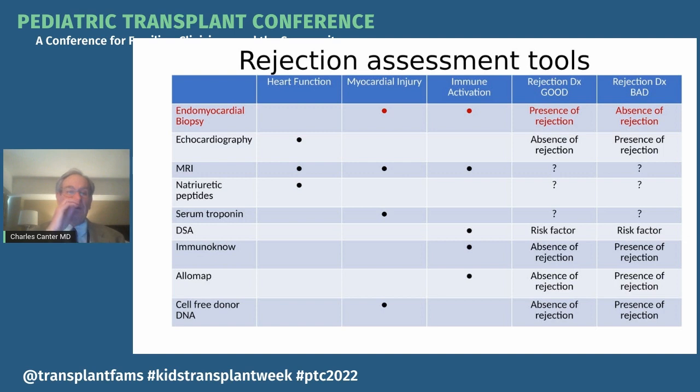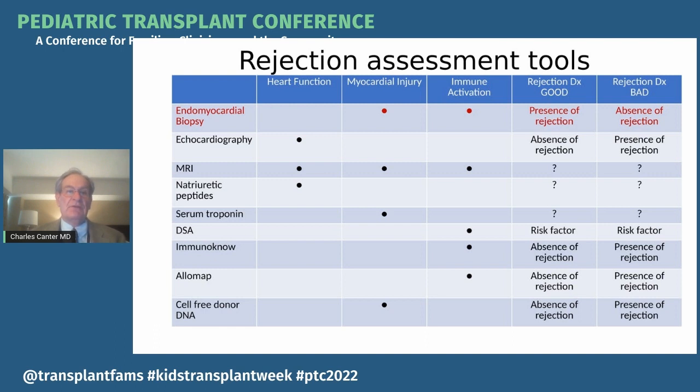Okay, so here are the assessment tools. Biopsies can be false negative, and they're subject to interpreter error. Pathologists will grade them differently from one pathologist to another. So they're imperfect. If you can see rejection on a biopsy, that's pretty good evidence that you have rejection. But the absence of seeing rejection on a biopsy does not necessarily mean that there is no rejection.